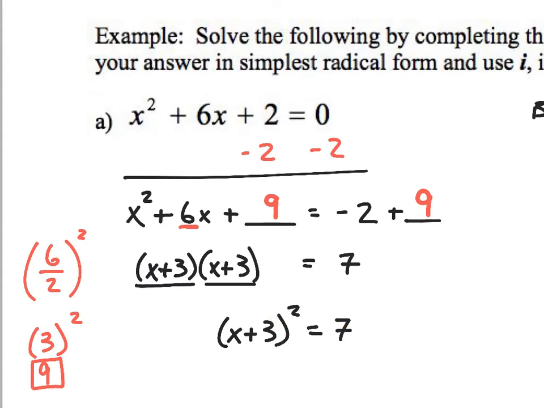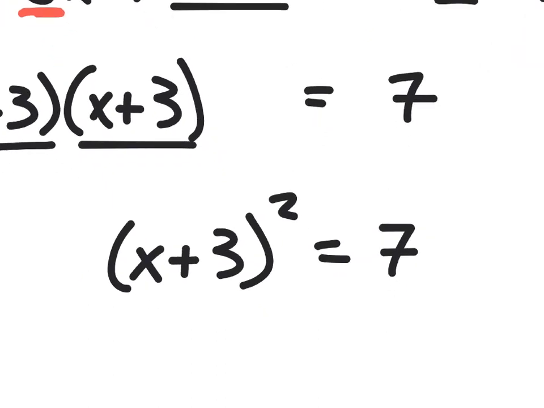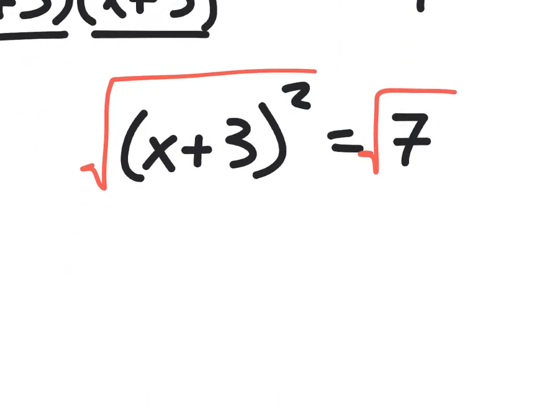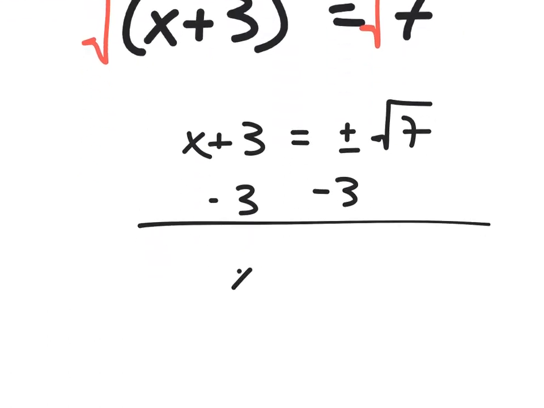That's the whole idea. Because now I can take the square root of both sides, here and here. And I then get x plus 3 is equal to plus or minus the square root of 7. Now I can't take the square root of 7, so I'm just going to leave it like that. Now to solve, I would want to subtract 3 from both sides, and I get that x is equal to negative 3 plus or minus the square root of 7.